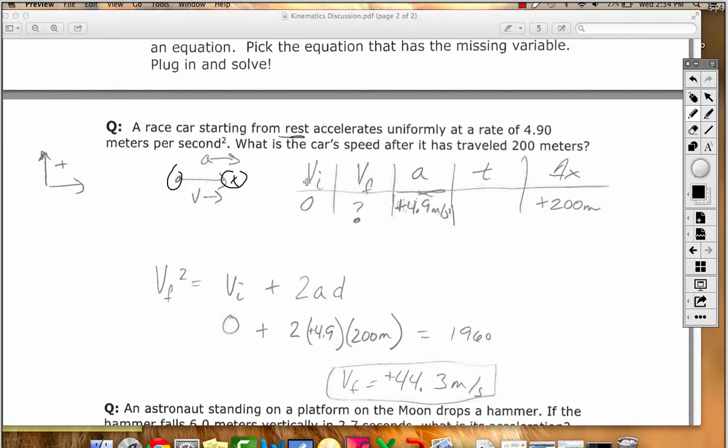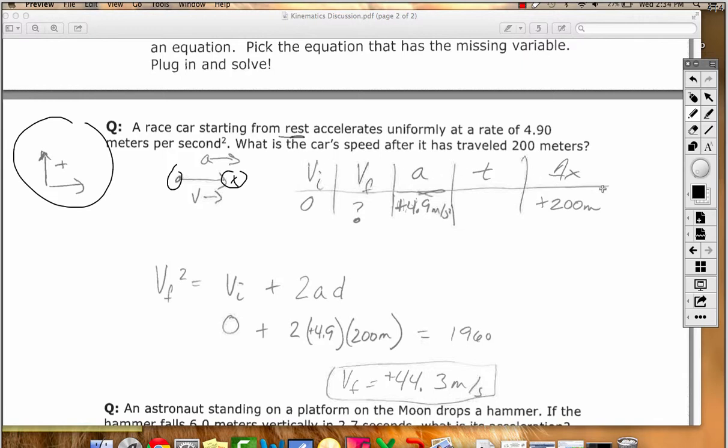Okay. It says a car starting from rest accelerates uniformly at a rate of 4.9 meters per second squared. What is the car's speed after it has traveled 200 meters? So I drew a little picture, and I drew in the acceleration and the velocity vectors. This car is accelerating to the right, and its velocity is to the right. And so both of my numbers, acceleration and velocities, would be positive if I wrote them down. I also indicated a directional piece where to the right and up is positive, and that's just a way to kind of help remind you what direction the signs are relating to.